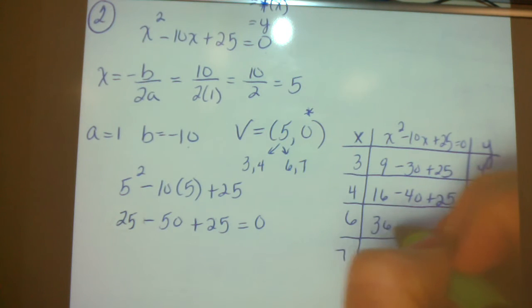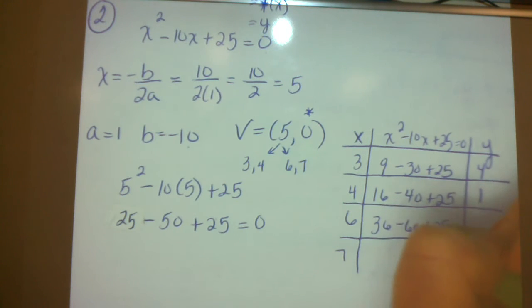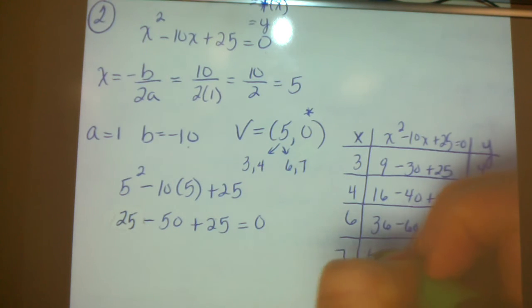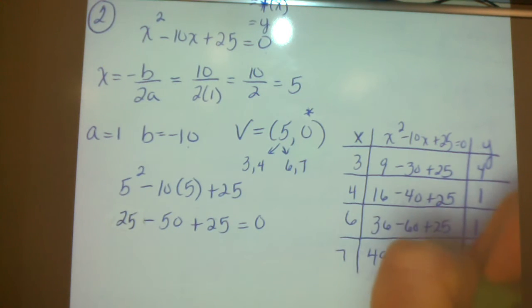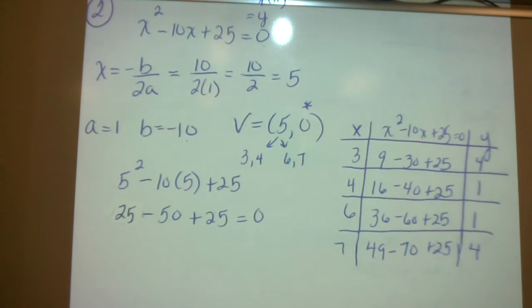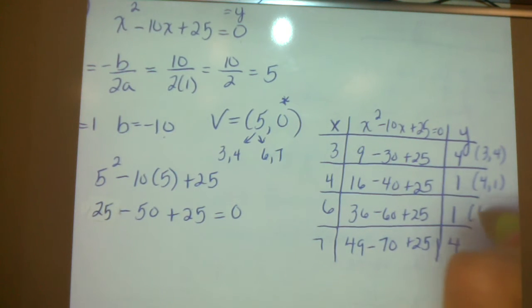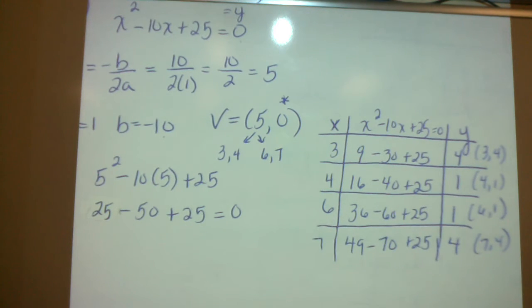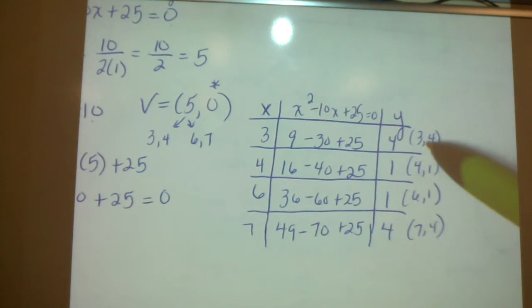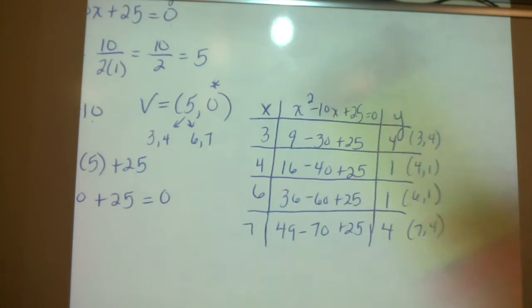6 squared is 36 minus 60 plus 25. And I go left to right, it's giving me 1. 7 squared is 49 minus 70 plus 25. That's giving me 4. So I've got 3, 4, 4, 1, 6, 1, and 7, 4. Okay, so I've got these 1, 2, 3, 4, and this vertex that I've got to graph.